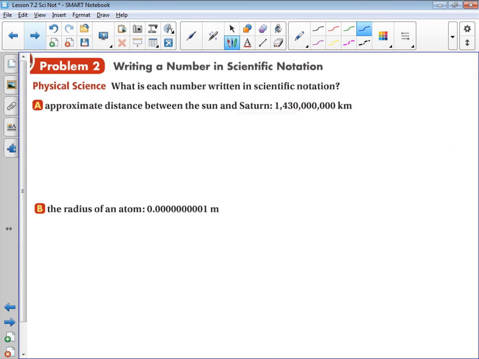Okay, so what is each number written in scientific notation? Well, all that I've done here is given you problems that give you actual distances that you might find in science. The approximate distance between the Sun and Saturn is 1,430,000,000 kilometers. You can write this number in scientific notation. So on your paper, this is problem 2, this is part A.